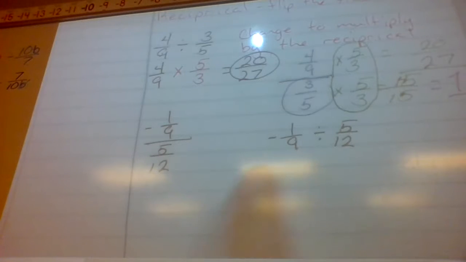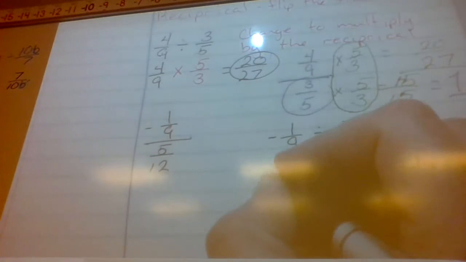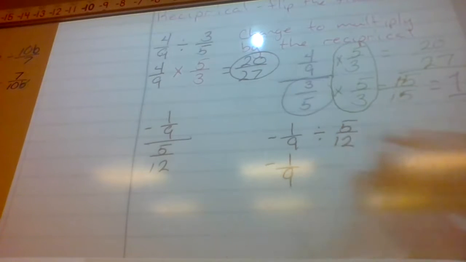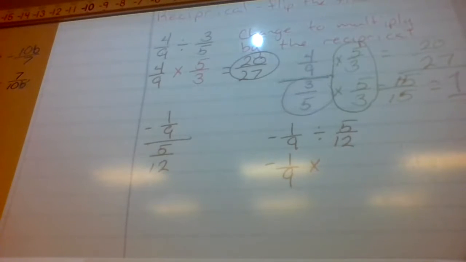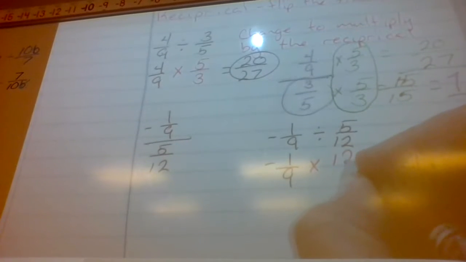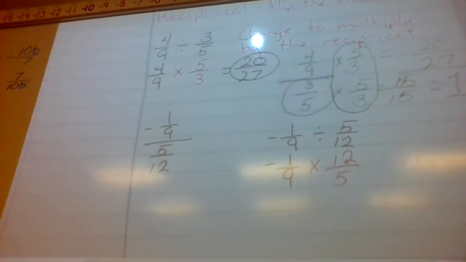What happens to -1/9? Nothing. We're going to keep it. What happens to division? Change it to multiplication. Change it to multiplying, and what happens to 5/12? Switch them. What's the word for switching them? Reciprocal. I read that completely wrong. I'm sorry. We reciprocal it, so it is now 12 over 5. Now it's back to our multiplication.